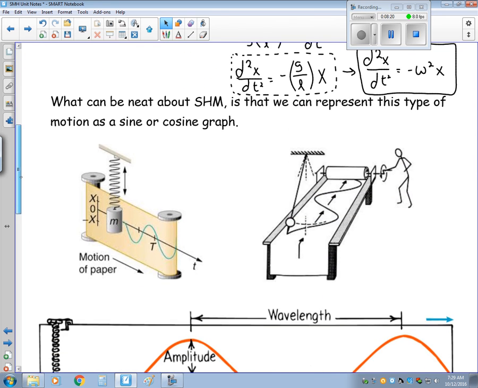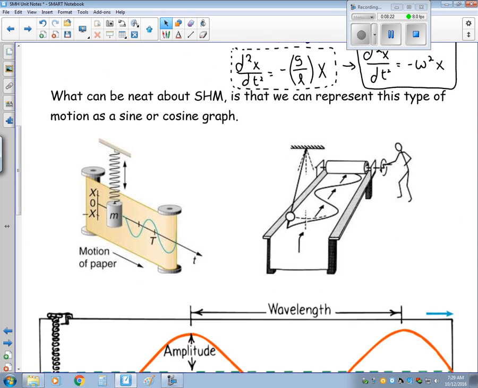Now, what's kind of neat about simple harmonic motion is that we can represent it as a sine or cosine graph. So here, imagine that I have my mass spring oscillating up and down, and I attach a pin to it, and I roll some paper underneath of it. Notice how, as we roll this, it would produce that sine or cosine graph. Likewise with a pendulum. If I let it oscillate back and forth with a pencil attached to it, and I roll some paper underneath of it, I can get a nice sine or cosine graph.